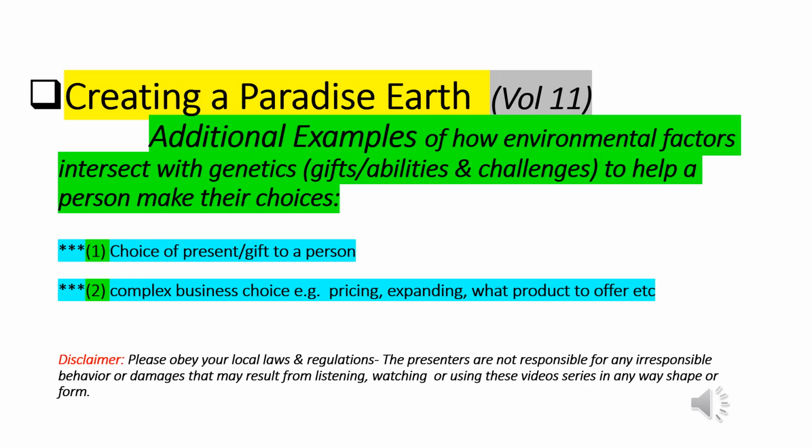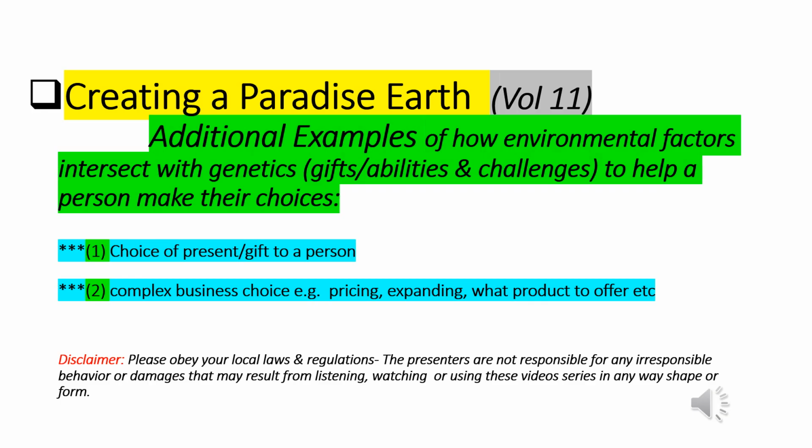This is volume 11. In this video, the presenters have provided additional examples of how environmental factors intersect with genetics that gives abilities and challenges to help a person make their choices. One additional example is choice of a gift to a person. In the USA and many other parts of the world, this is a season of giving. So you ask yourself, how does a person make a choice of the present to gift?